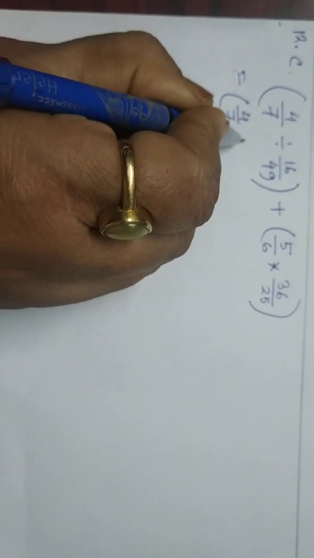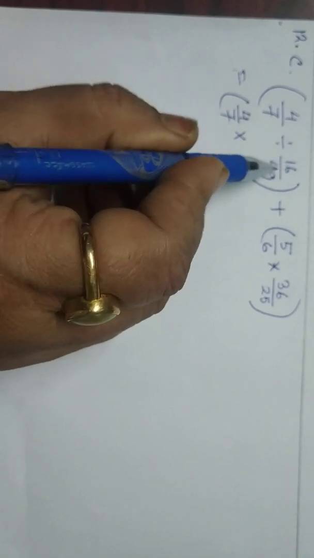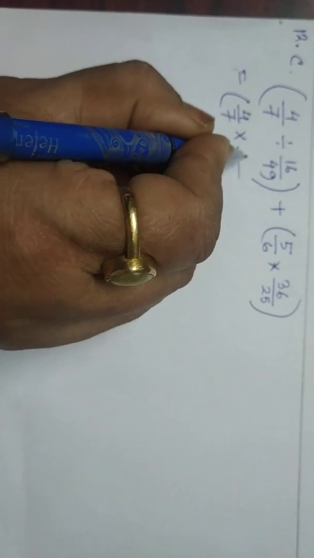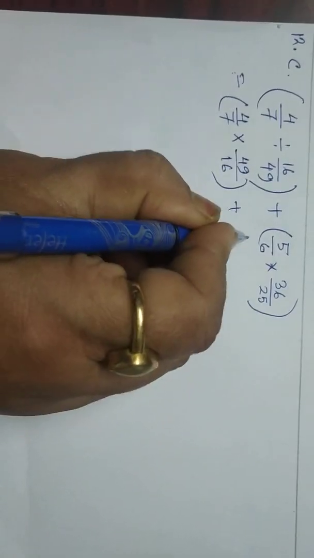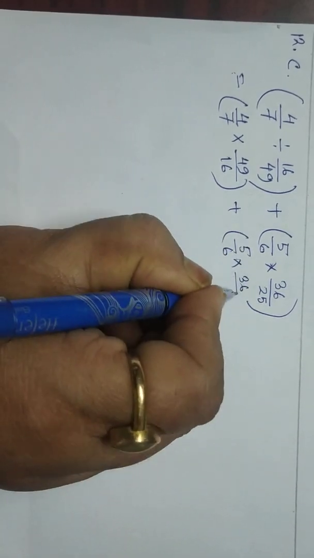In place of the division sign, if we put a multiplication sign, then we have to write the reciprocal of this, meaning 16 by 49. The reciprocal of 16 by 49 will be 49 by 16, plus 5 by 6 into 36 by 25.